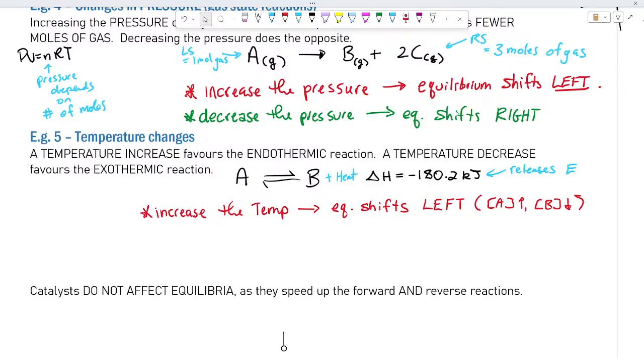Oh, I said that backwards. Sorry, increasing the temperature will actually favor the endothermic reaction. And then if you want to favor the exothermic reaction, as long as you don't go under its activation energy, cooling it will actually favor the exothermic reaction, which is what we're going to write next. Sorry, I said that backwards.